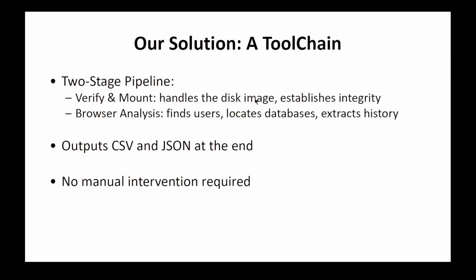At the high level, stage 1 handles the disk image. It figures out what kind of image it's dealing with, establishes a hash baseline for integrity, and mounts the file system. Stage 2 does the actual browser analysis. It finds the users, locates the user browser databases, extracts the history, and exports everything. So there's no manual steps, no browser specific knowledge required from the investigator. If you point it at a disk image, it does the work.